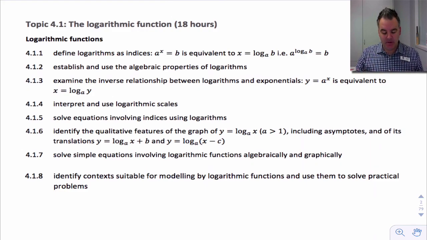So if we look at the syllabus, we're looking at this last one here: identify contexts suitable for modeling by logarithmic functions and use them to solve practical problems. So sometimes it's the hardest one, but I'll show you that this isn't too tricky, this section.